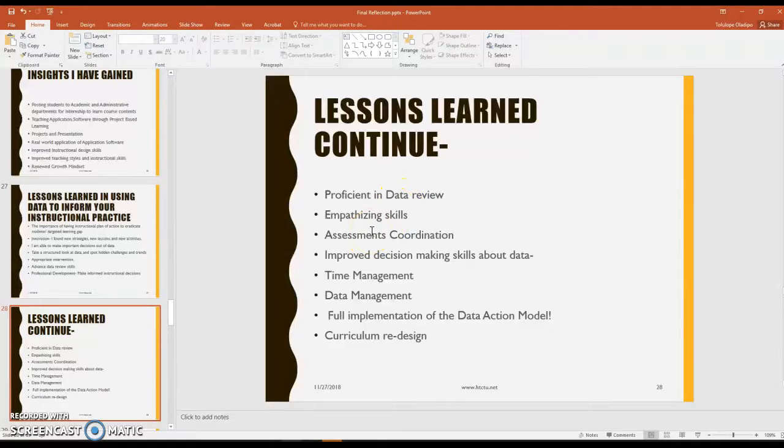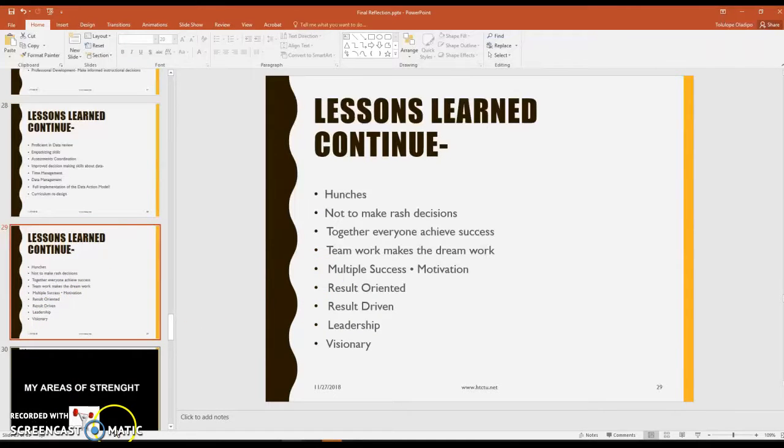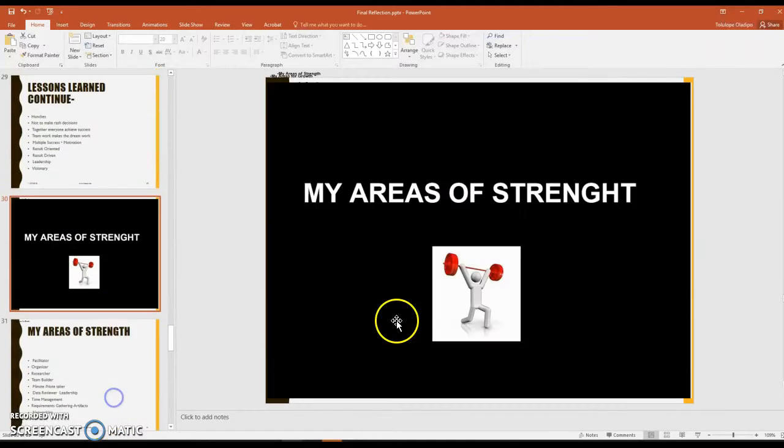Okay, I'm able to empathize now. Because I was able to see the learning gaps and instructional gaps that existed in my classroom, I could empathize with my students. These have been improved. Time management is an area; this project was time consuming, and so one has to be on top of one's time management. Data management, curriculum redesign, these are lessons learned for me. And there are so many lessons learned from this.